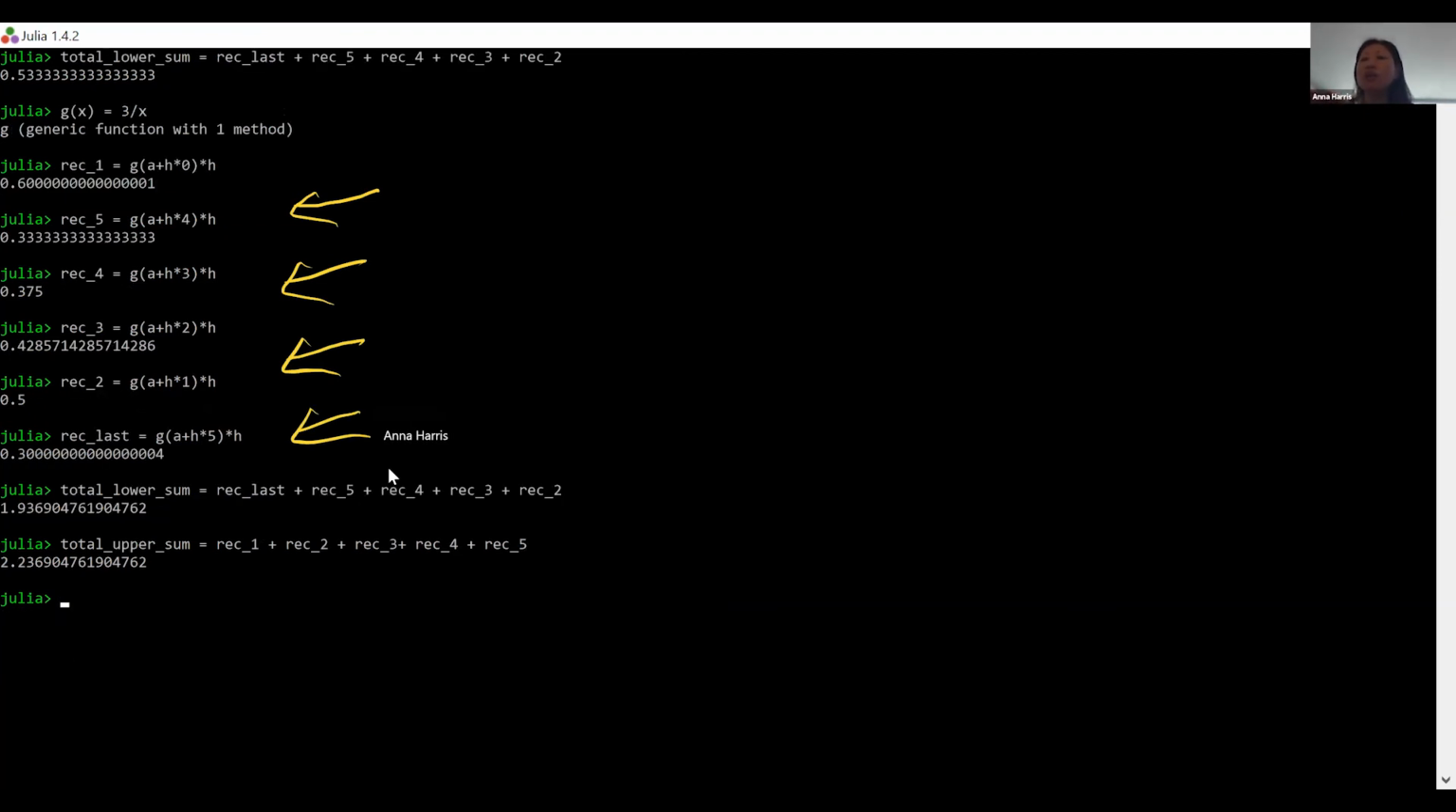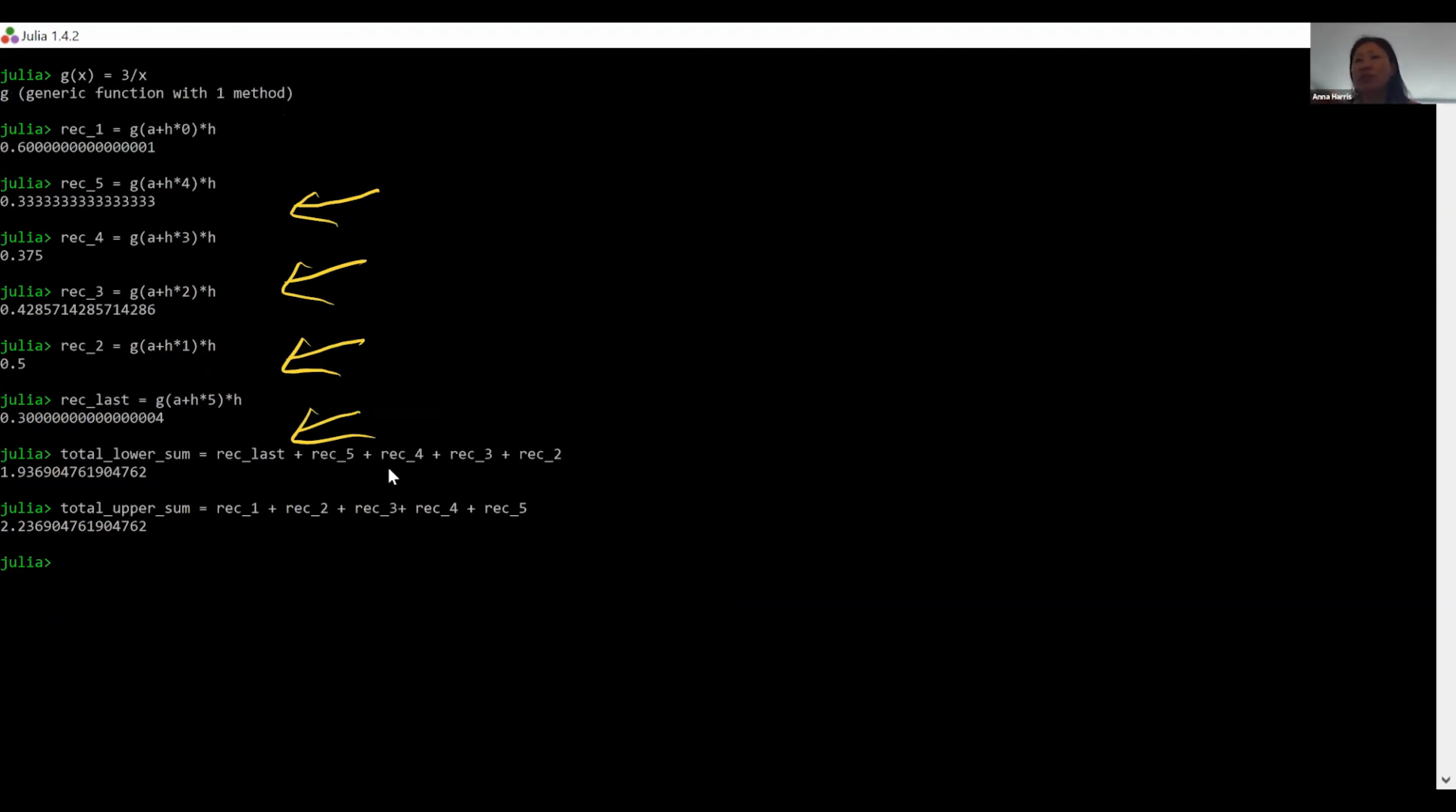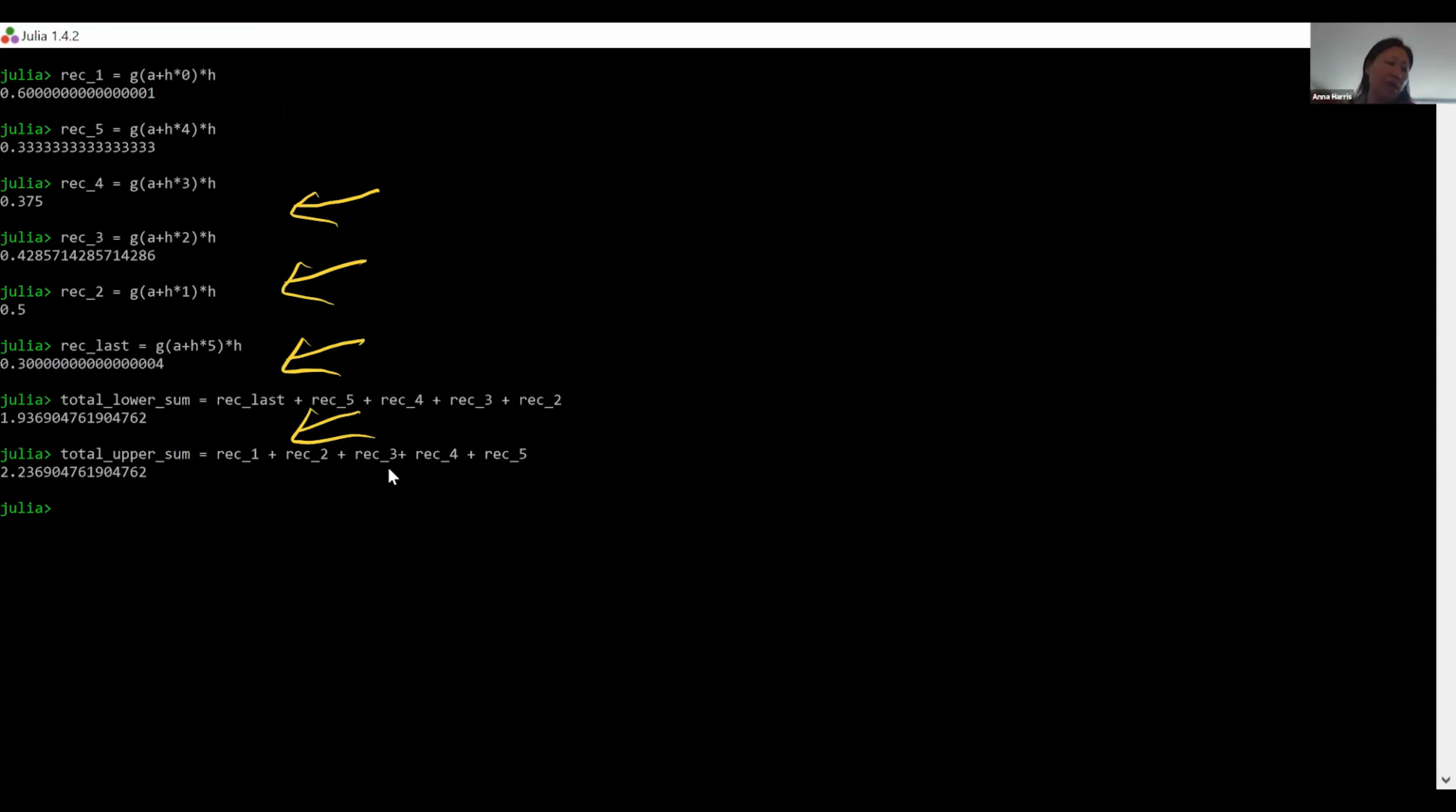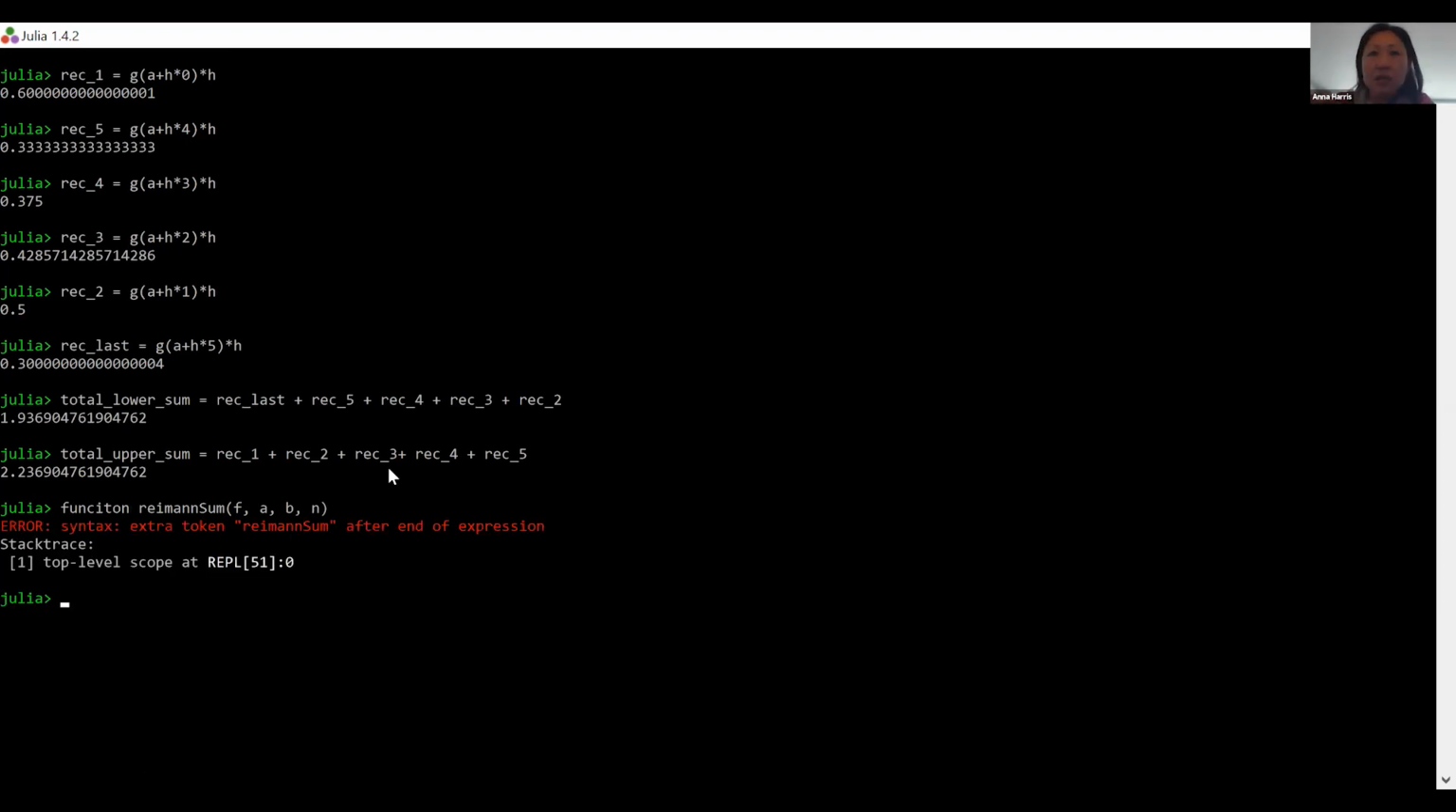And then later on, if you want to, you can write a function. So let me write it right now. So everybody look at this. You can say function, say Riemann sum, and that takes the function name, a and b, and then n. Okay, I didn't spell it right. Function.